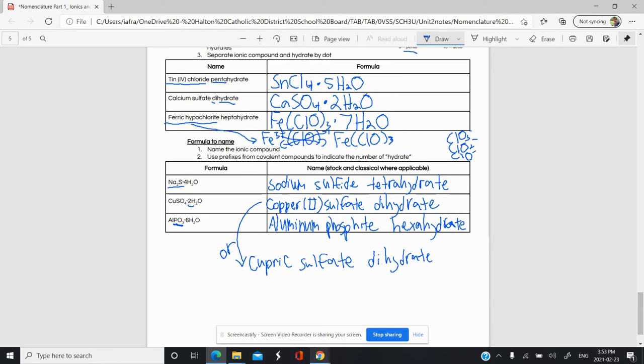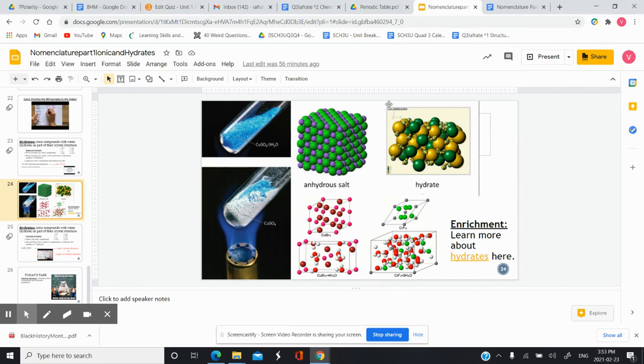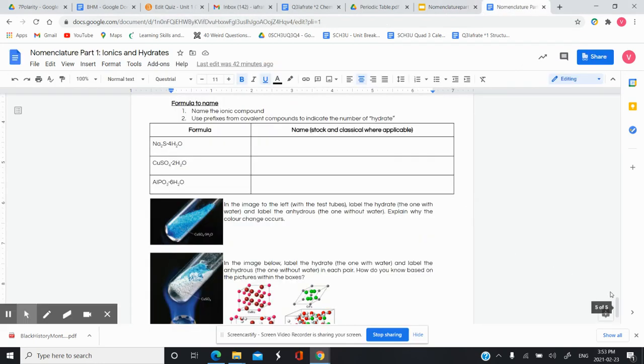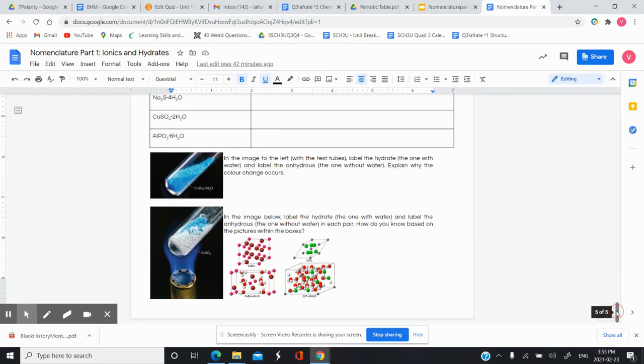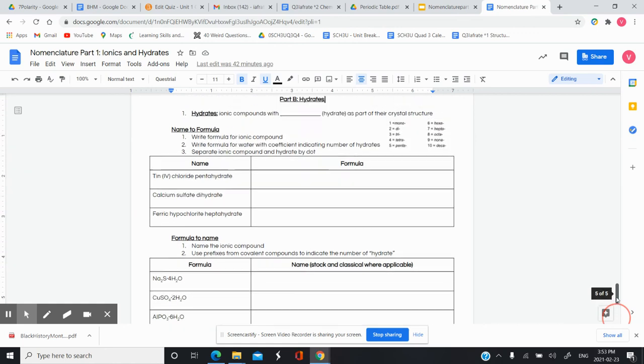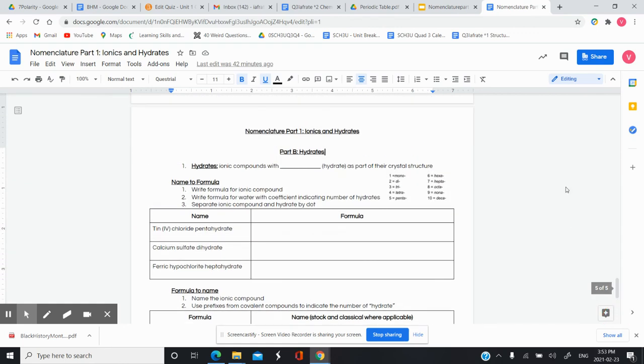In your handout, you'll also see a few questions about the images that we discussed in the slides of this video. So you'll be asked some questions about this picture here and about this picture over here. And you can fill that out as you watch the video, or even just fill it out from memory and then go back and watch the video to make sure you're on the right track, just in case there were any misconceptions. And so that is how we name and write formulas for a special class of ionic compounds called the hydrates.